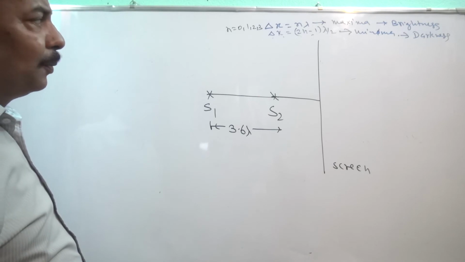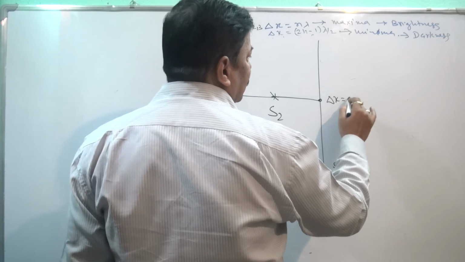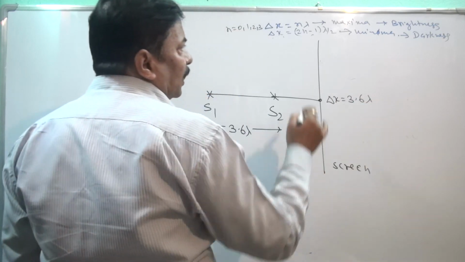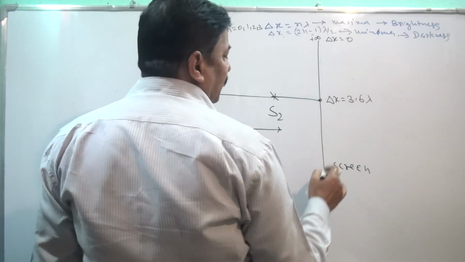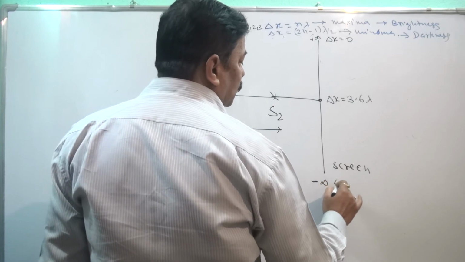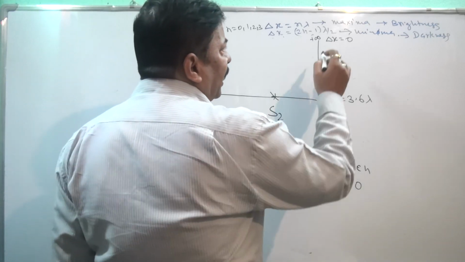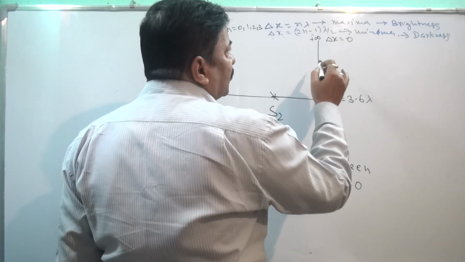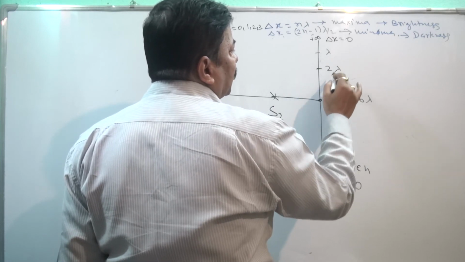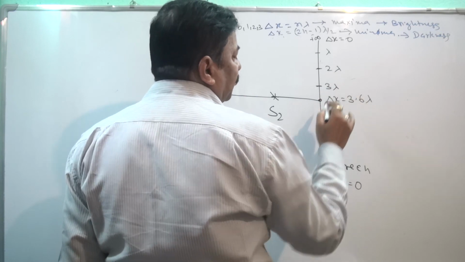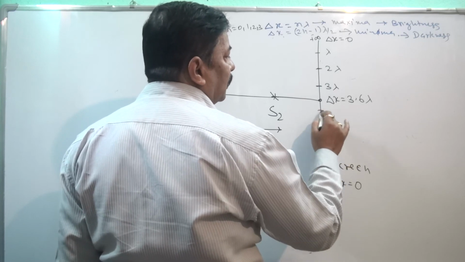If the distance is 3.6 lambda, at this particular point the path difference is 3.6 lambda. Here it is plus infinity, so del x is equal to 0. Here it is minus infinity, so del x is equal to 0. Now you see, if here del x is equal to 0, somewhere it will be lambda, somewhere 2 lambda, somewhere 3 lambda, and similarly on the other side lambda, 2 lambda, 3 lambda.